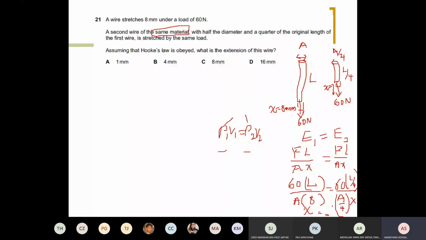Okay, so I receive answer. So anyone? Yes, good. So I receive C. The answer is going to be the same extension. So both going to be C. You see, you rearrange and check the value for x. It will be 8 mm.